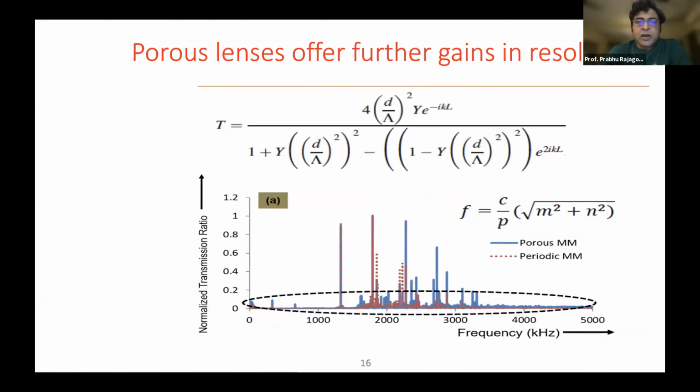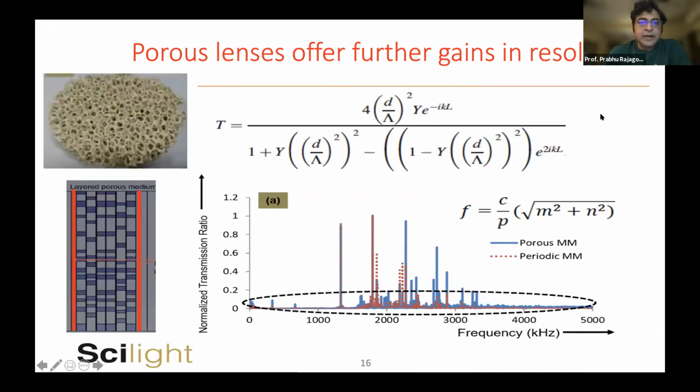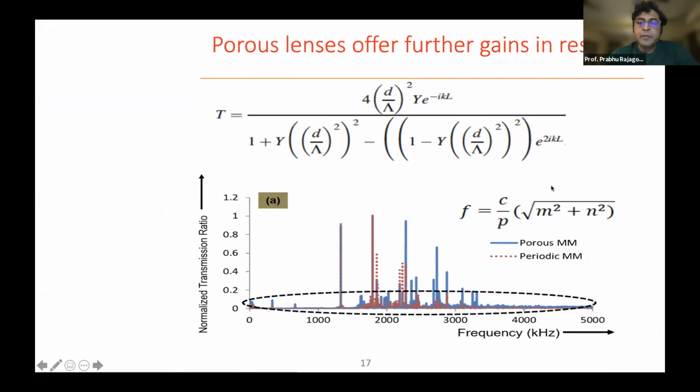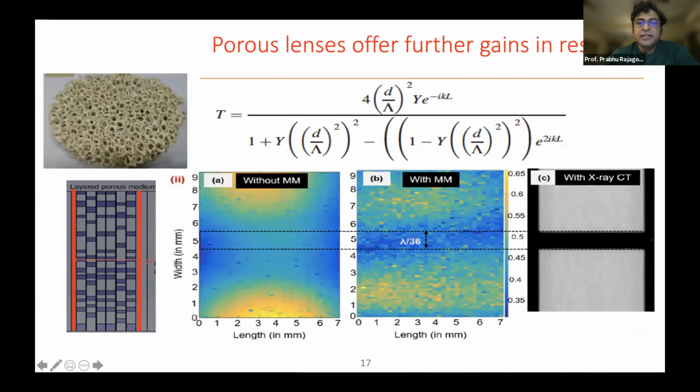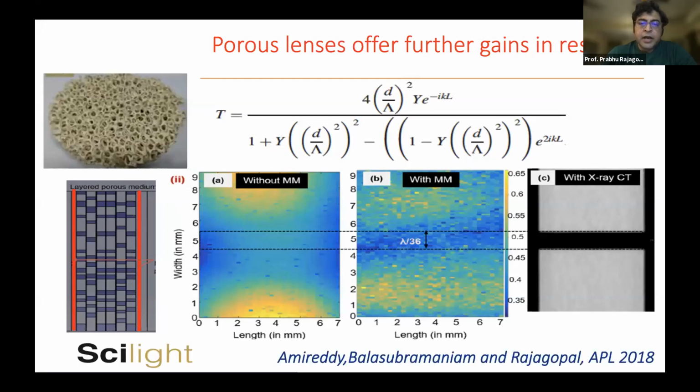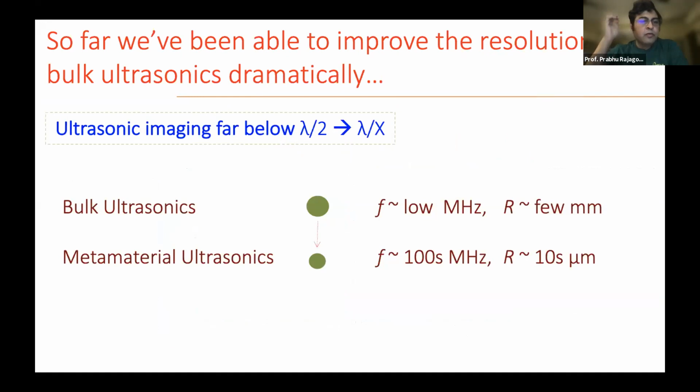And by playing around with the properties of these lenses, for example, by making use of porous materials, we've been able to show that we can break down the resolution even further. This is the highest resolution reported worldwide for bulk ultrasonics, going all the way down to lambda by 36. Starting off with bulk ultrasonics, the resolution can be a few millimeters, guided ultrasonics a few centimeters. With metamaterial ultrasonics, we today have the capability to go all the way down to a few tens of microns, which is the best possible using ultrasonics.